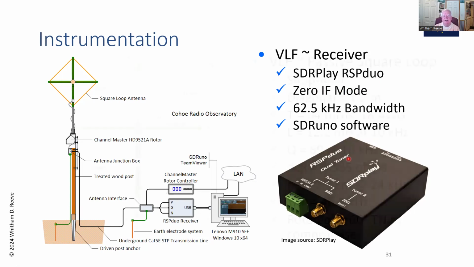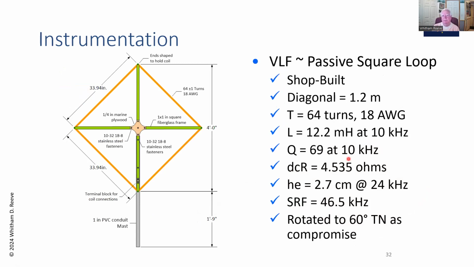And this gives you a little bit more detail on the passive loop itself. This is shop built. I built this back in 2009, but it turned out I didn't actually deploy it until just a few years ago. So it's a 1.2 meter diagonal, 64 turns, 4.5 ohms resistance, and it has a self-resonant frequency of 46.5 kilohertz. And I rotated it 60 degrees from true north, and that gave me a compromise so that I could receive both the westward and the eastward stations that I was looking at.